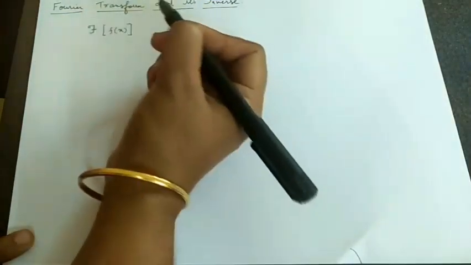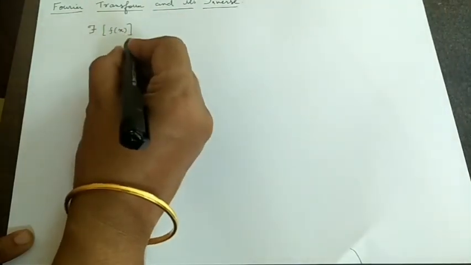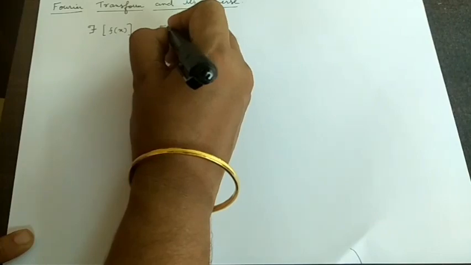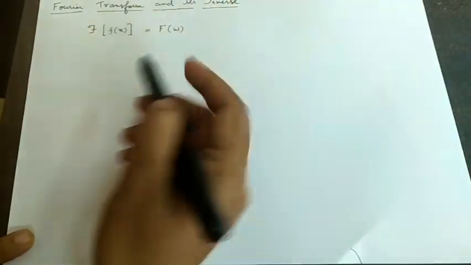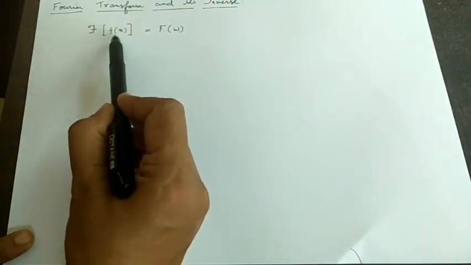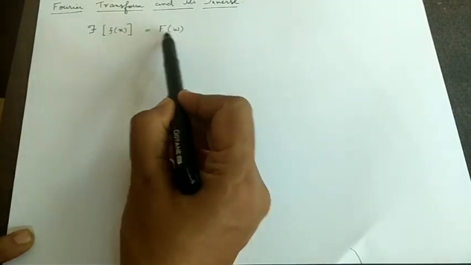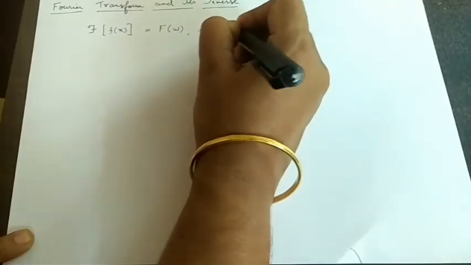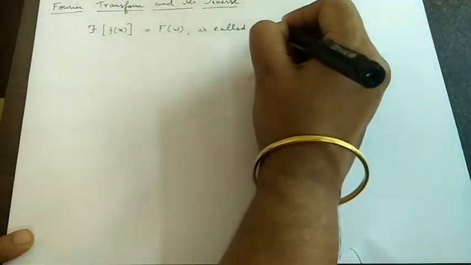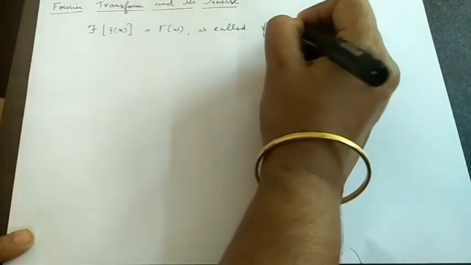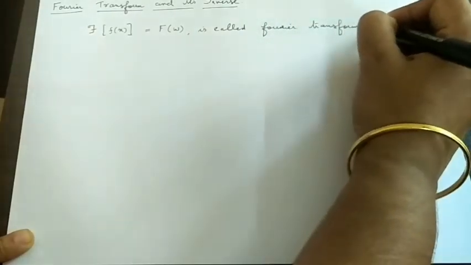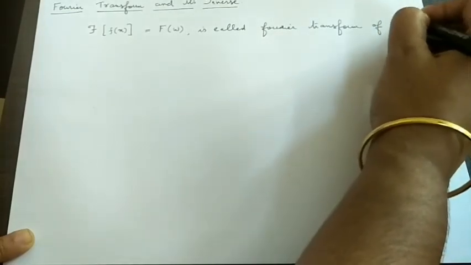is denoted by using the notation like this. It is read as Fourier transform of f of x, which is equal to caps F omega. The Fourier transform of small letter f of x is equal to caps F omega. It's called Fourier transform of f of x. f of x is a function of x.